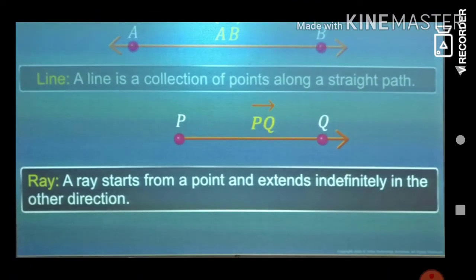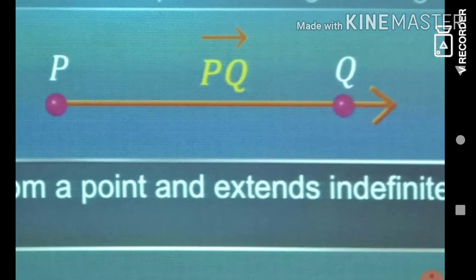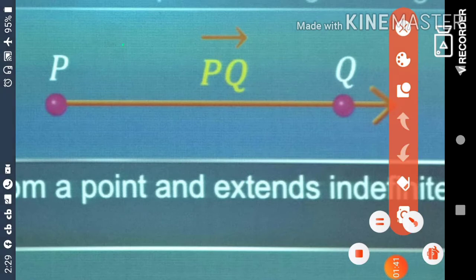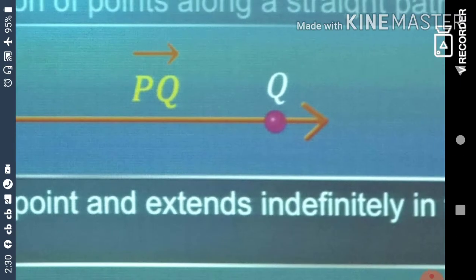So it starts from a point, as you can see here. Just look at this ray PQ. Starting from this point, P, it is an end point. But just check the other point. You can see it is an arrow. Q point is going arrow. So it can extend indefinitely in the other direction.